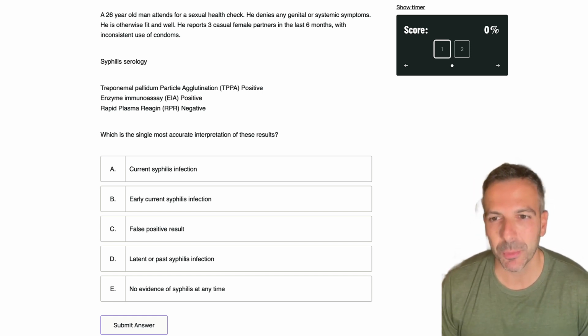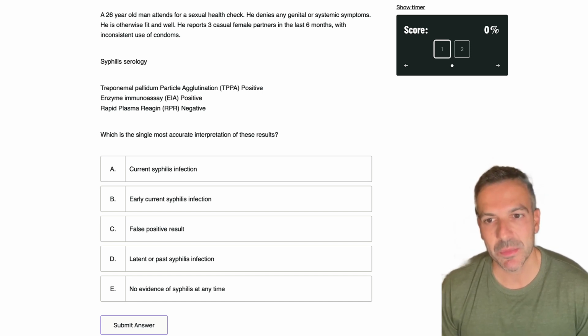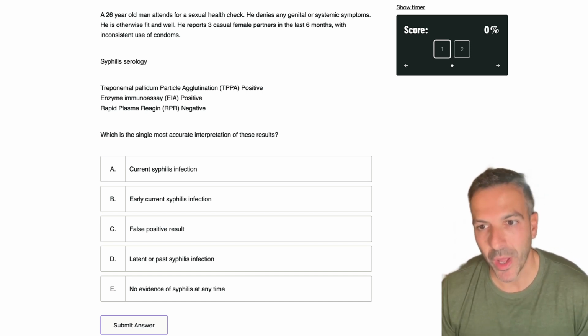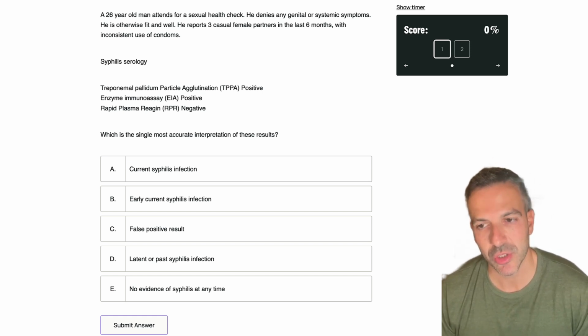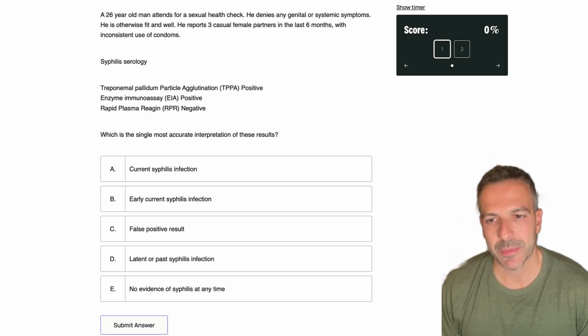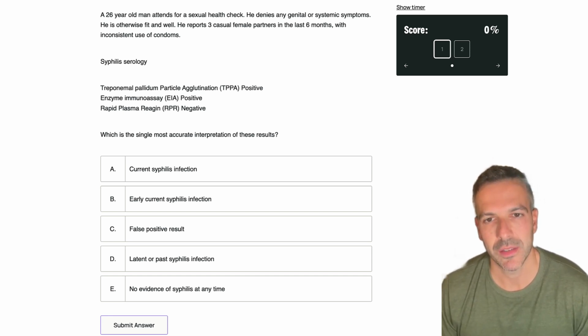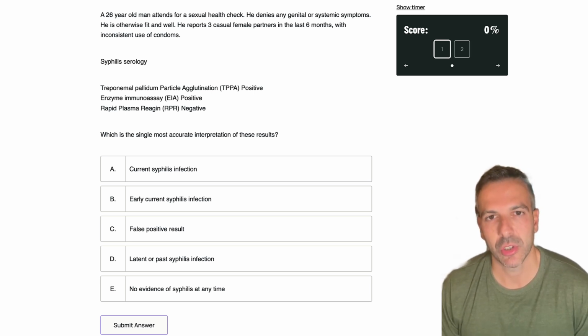So, a 26-year-old man attends for a sexual health check. He denies any genital or systemic symptoms. He's otherwise fit and well. He reports 3 casual female partners in the last 6 months with inconsistent use of condoms. Syphilis serology, treponemal pallidum particle agglutination, TPPA, is positive. Enzyme immunoassay, the EIA, is also positive. Rapid plasma reagent, RPR, is negative. Which is the single most accurate interpretation of these results?